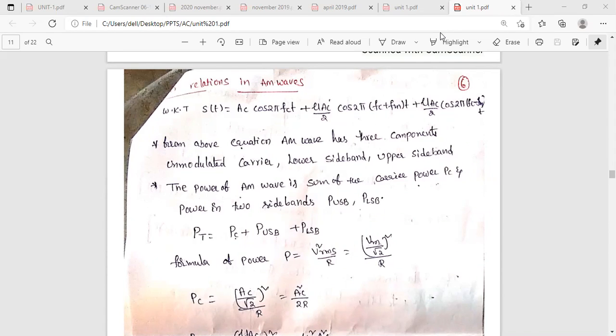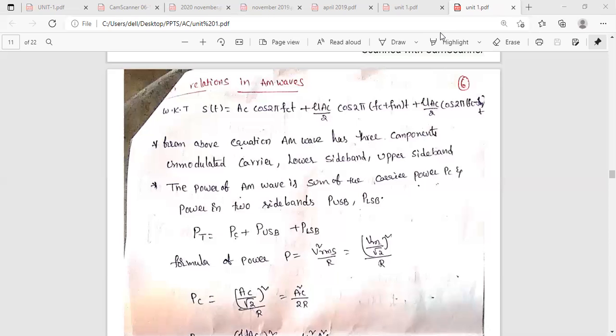Okay, so in the last class we also discussed single tone amplitude modulation. It is called single tone amplitude modulation if the modulating signal contains a single frequency component. If it contains multiple frequency components, then it is called multi-tone modulation. So tone is nothing but frequency here.